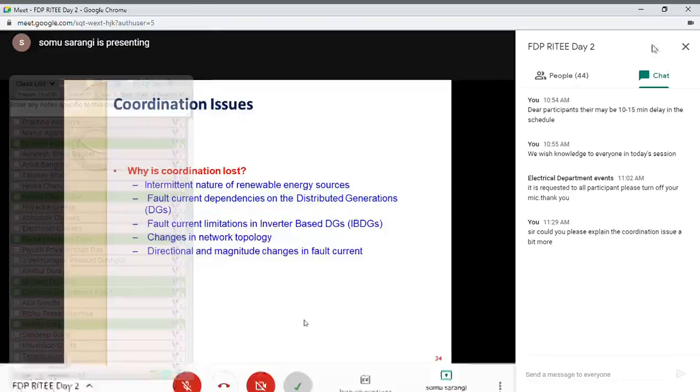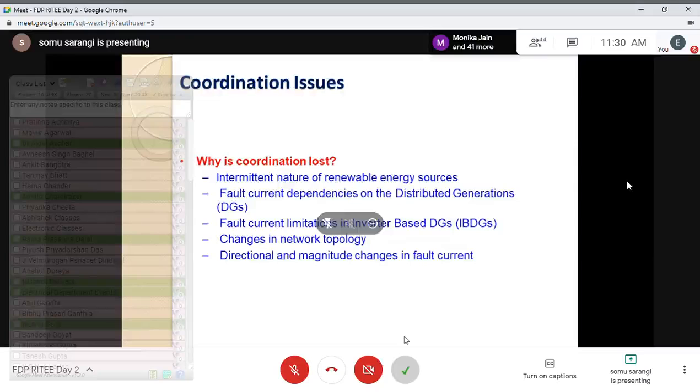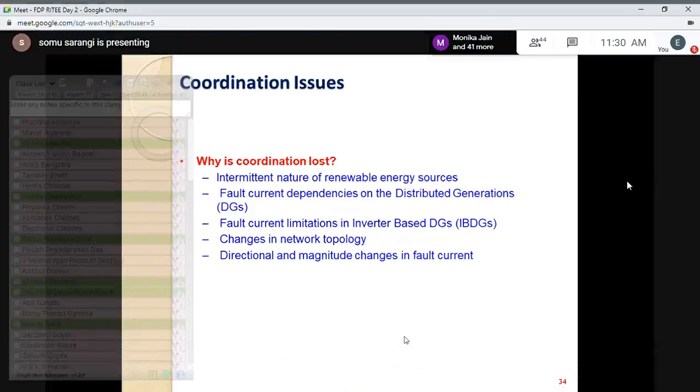So if you talk about the coordination issue we have discussed in the previous slide, why the coordination is lost, it depends on how much fault current is contributed from the source. So the coordination loss depends on intermittent nature of renewable energy sources, fault current dependency on the distributed generation, fault current limitation in the inverter based DG, changes in the network topology, directional and magnitude changes in the fault current.